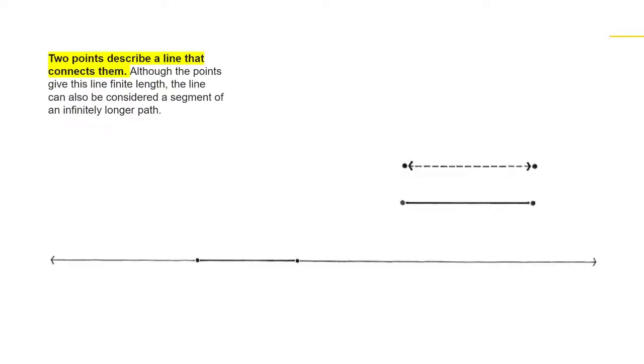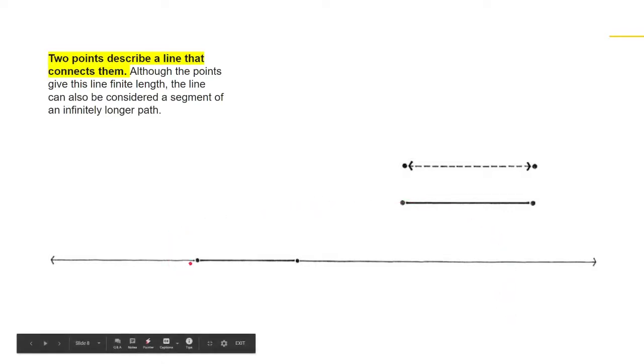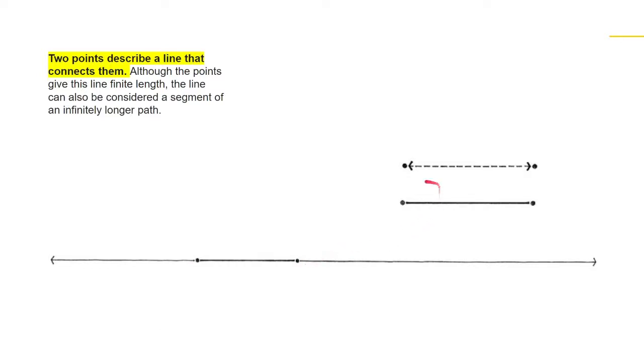Another use of points: two points describe a line that connects them. Although the points give this line finite length, the line can also be considered as a segment of an infinitely longer path. In this drawing, you have two points, which signify the segment. The point can serve as an initial termination, and once you place it in a length, it is considered a segment of an infinitely longer path.